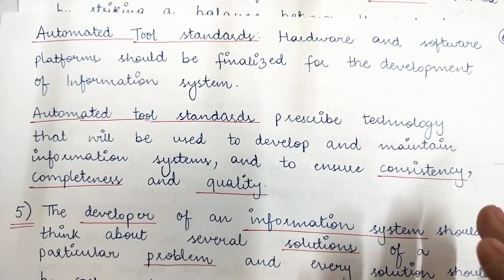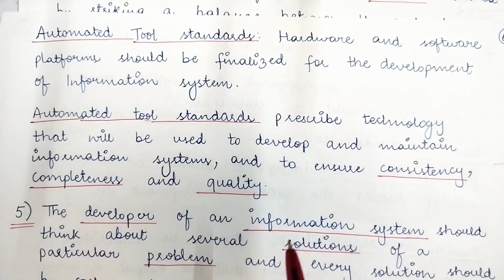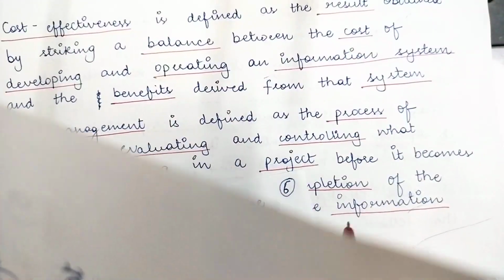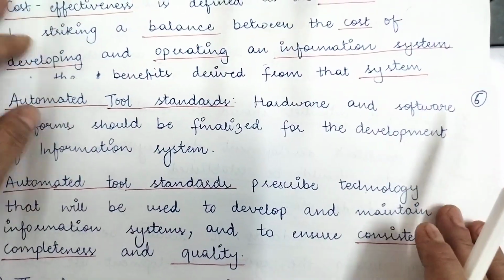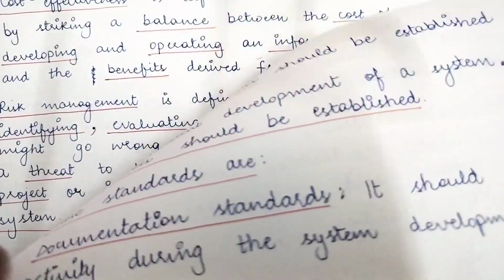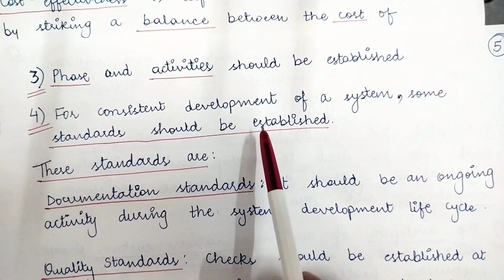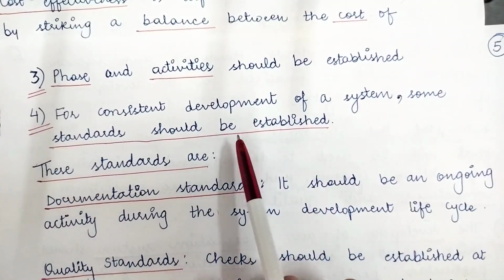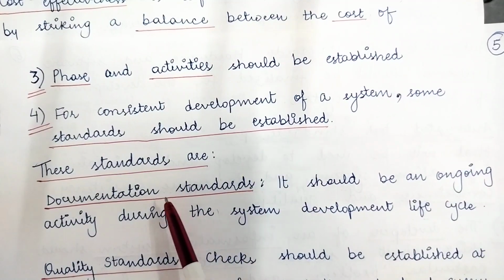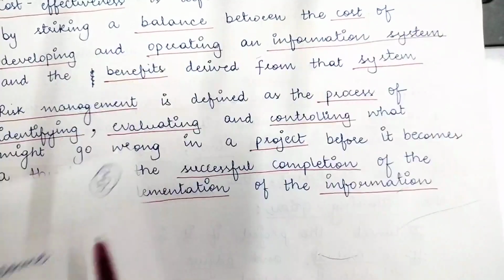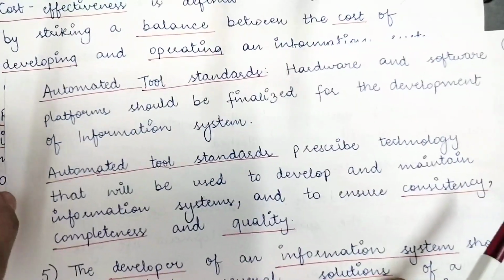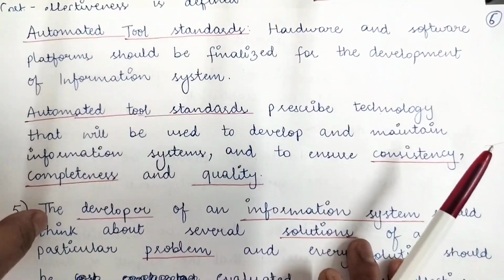Basically, the automated tools standards is another thing that must be followed. See, as I said, for consistent development of a system, some standards must be established. So the first standard was documentation standard, another was quality standard. The third standard is your automated tool standard.